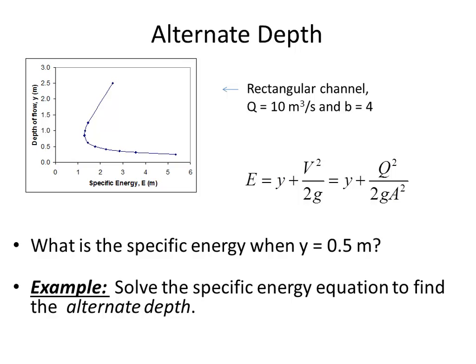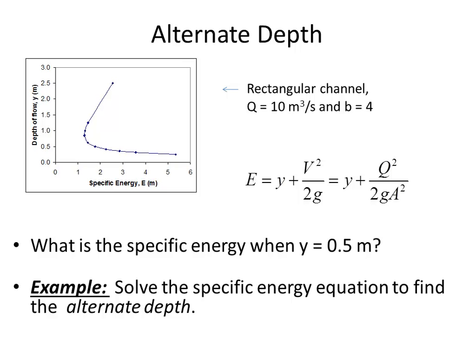Okay, so those three roots should be negative 0.3842, 0.5, and 1.658. We can immediately dismiss the negative depth. The water can't flow at a negative depth.